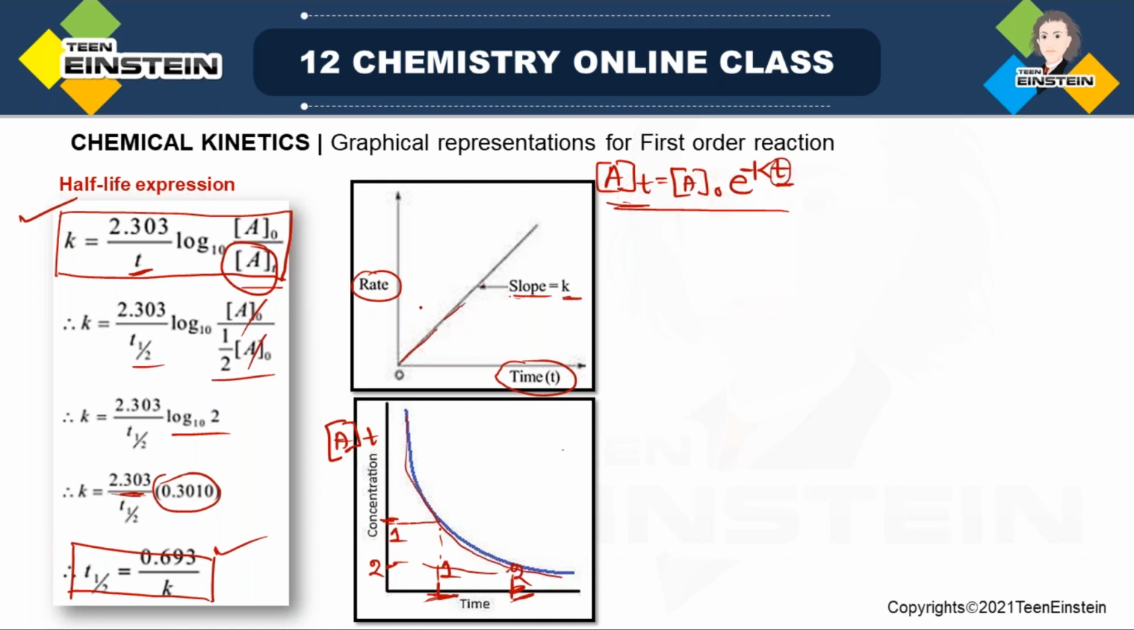And if you want an explanation from this equation for this first graph, no, it is not possible because rate is not present. Okay, leave it. Is there any doubt?